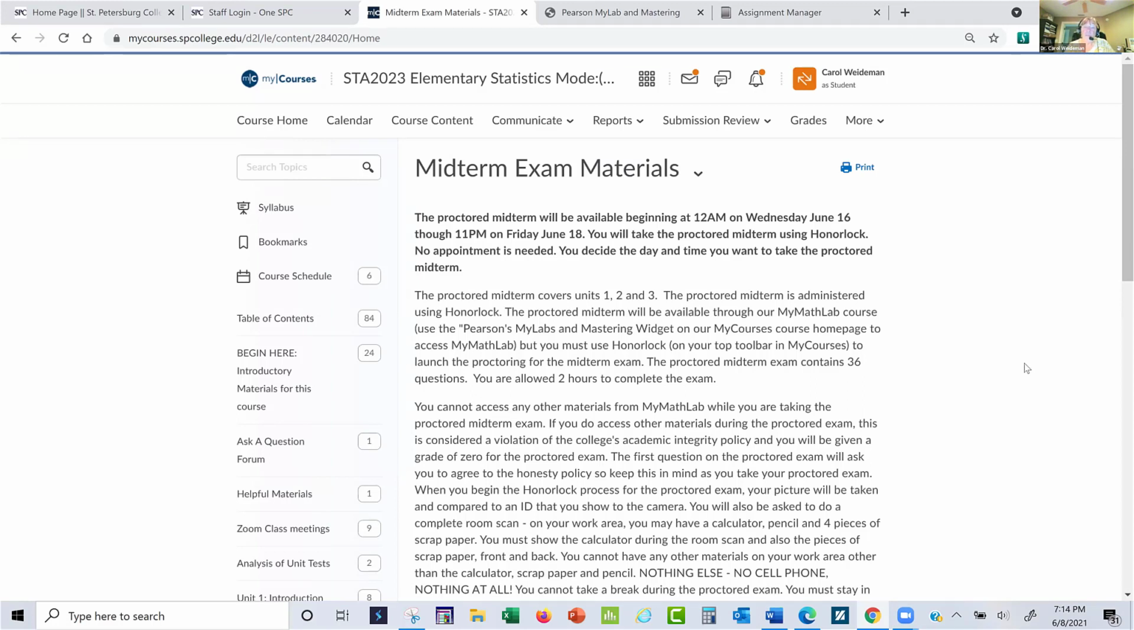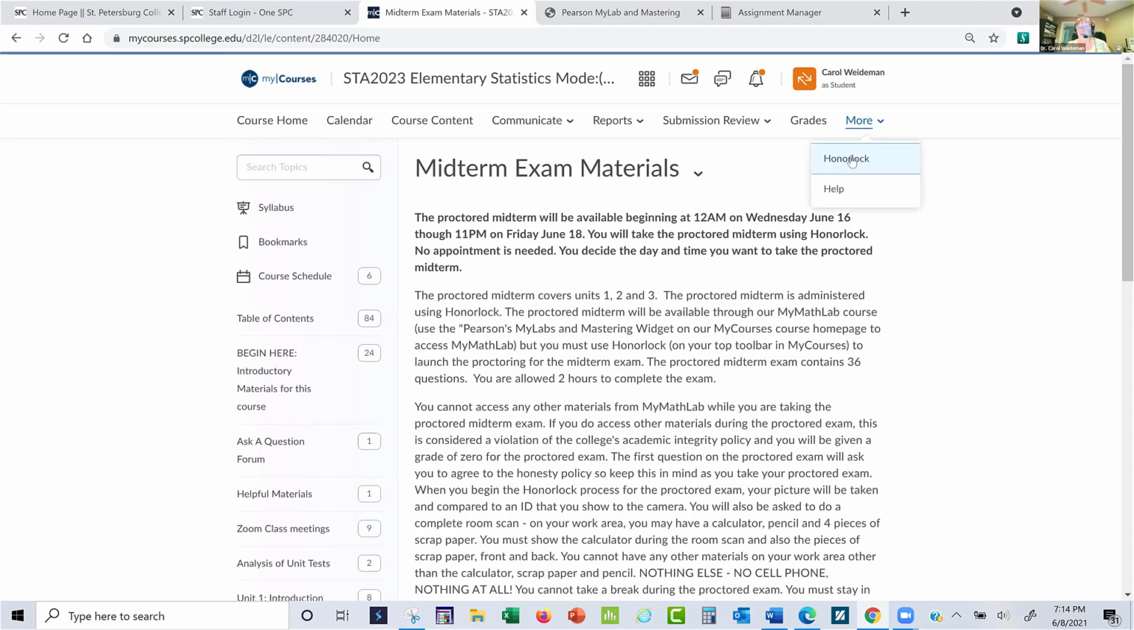Okay, and the prep quiz will be open at the same time that the midterm is open. So you still can be looking at it while you're preparing for your midterm until Friday night at 11. But the idea is you take it ahead of time so that you can see what the test is going to be like. And please take your Honorlock sample test.